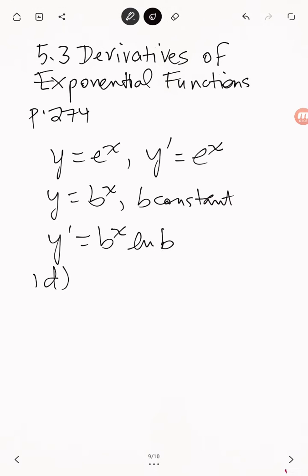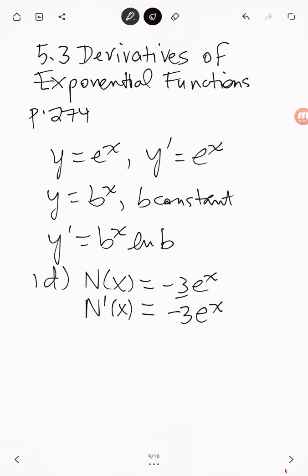Okay, so let's have a look at question 1D on page 274 in your textbook. The question asks you to determine the derivative with respect to x for the function n of x equals negative 3e to the x. So since the derivative of e to the x is simply e to the x, we just leave the coefficient in front alone, and so the derivative would be the same thing, negative 3e to the x.